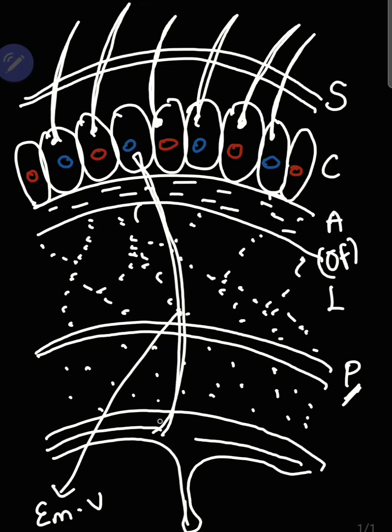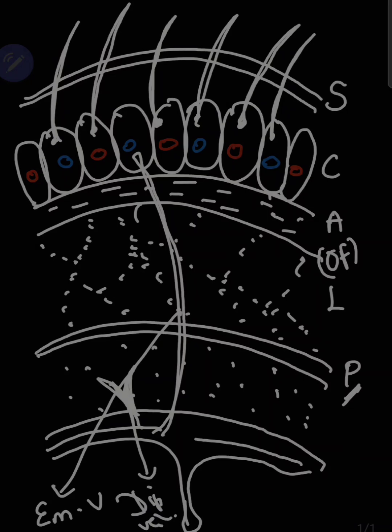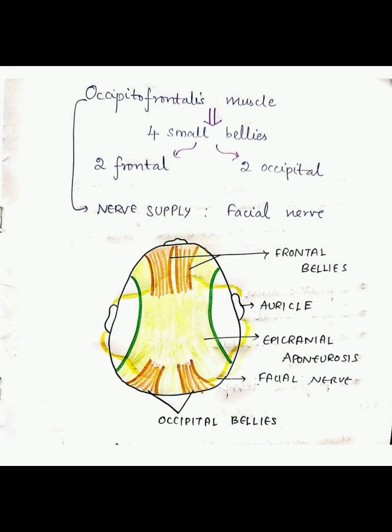Okay, so in this diagram, I have left this. Just mark a vein like this and that is diploic vein. Okay. Next, we are going to see about occipitofrontalis muscle. So this is the muscle that is forming the aponeurosis in the layer of the scalp. So the muscle has 4 small bellies. There are 2 frontal bellies and 2 occipital bellies. The main nerve supply of this muscle is facial nerve.